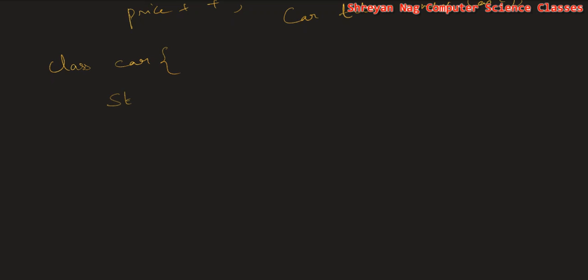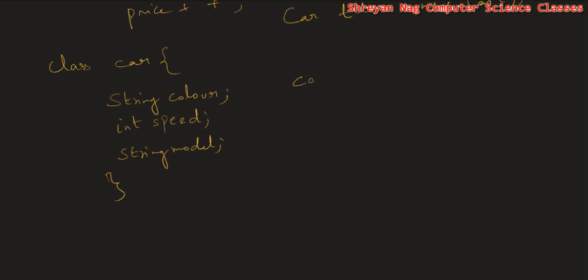Color may be red, blue. So we'll be defining the data type of the variable color as String. Then int speed, and suppose a String brand or model. Okay, so this is a class of Car.